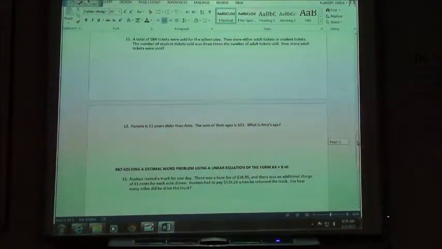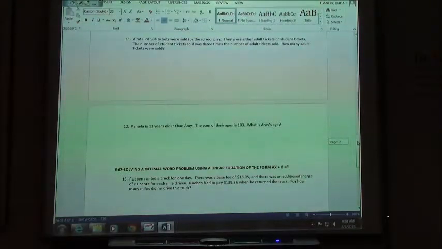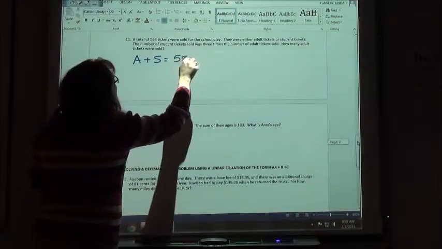Number 11, it says, a total of 584 tickets were sold for the school play. They were either adult tickets or student tickets. So if I'm doing a total again, when you find the total, you do what? Amy, what do you do when you find the total? Add, subtract, multiply, or divide. I said find the total. Add. Exactly. That's what I do. So I'm going to add. My adult tickets plus my student tickets is 584 total tickets, right?